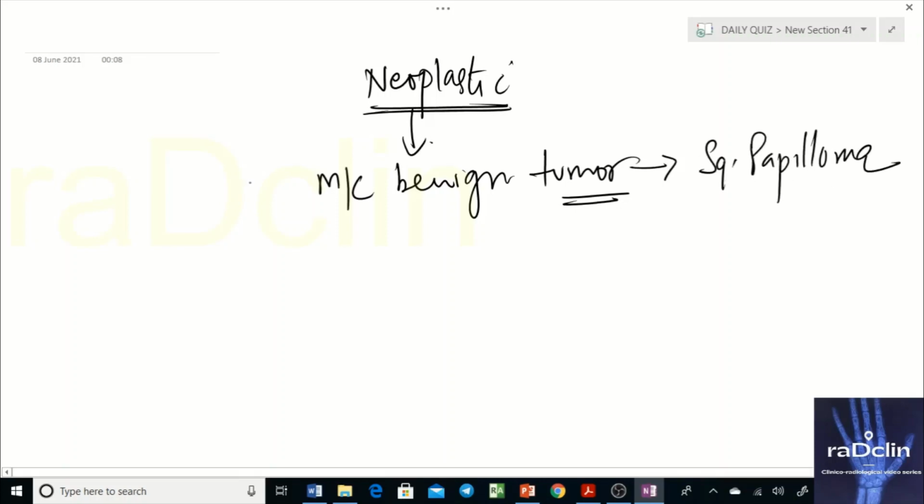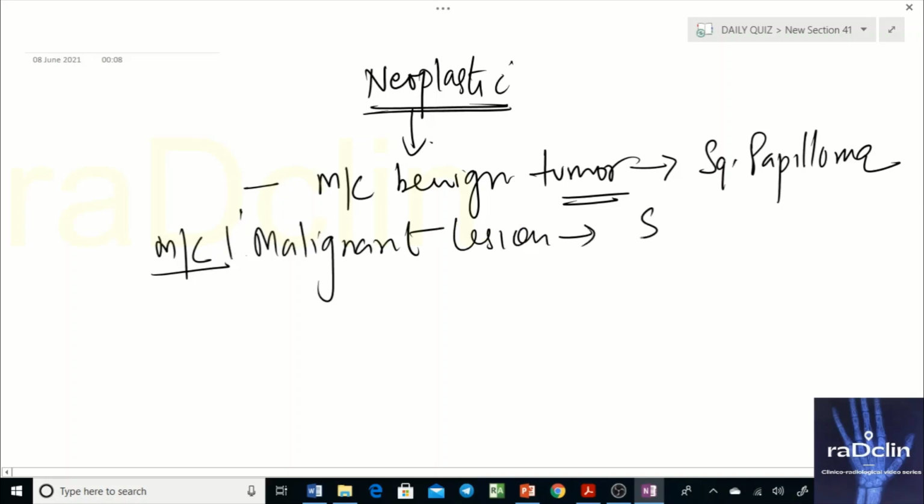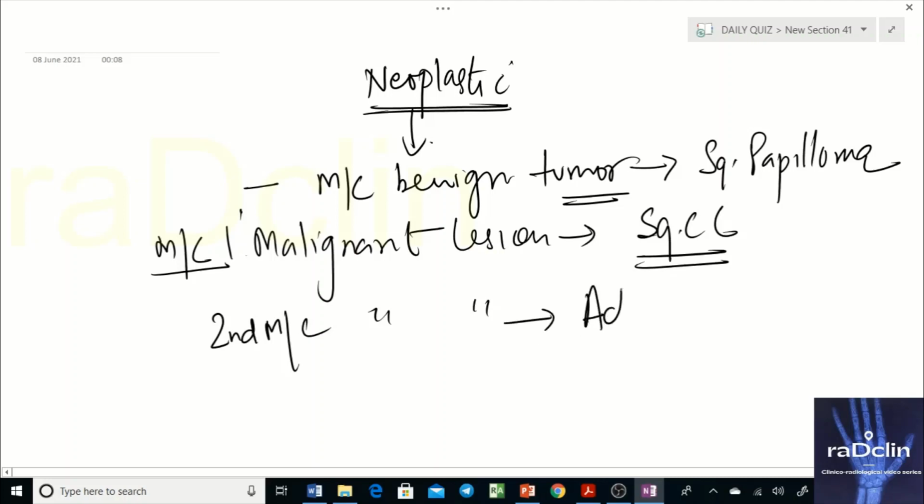It's a squamous papilloma. And if you ask me what is the most common primary malignant lesion of trachea, it is squamous cell carcinoma. Okay, what is the second most common malignant lesion? So it is your adenoid cystic carcinoma. So it comes at second most common.